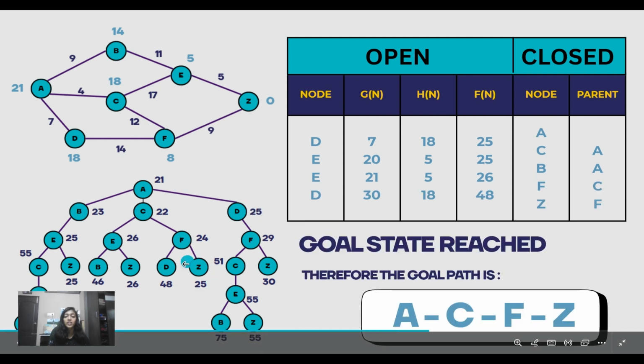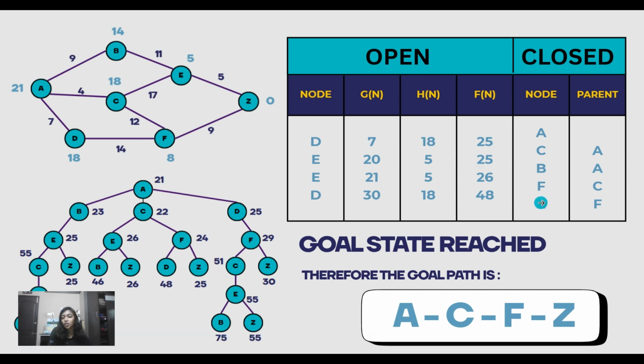So Z does not have any children. It is a leaf node. So we will just write it in the closed node and write the remaining nodes from the previous step here. When we write the goal node in the closed node, it means that we have reached the goal state. From this search tree we can see that the parent of Z is F. So we will write the parent of Z as F here.